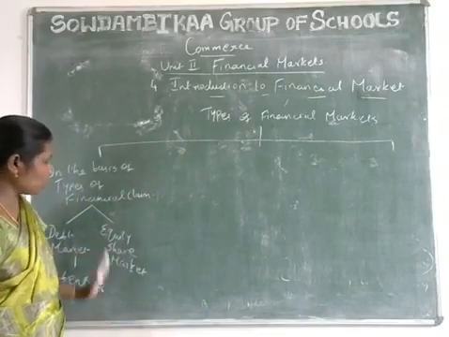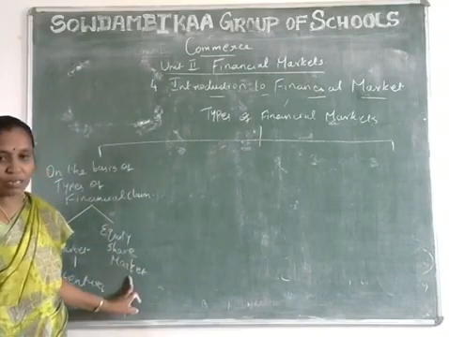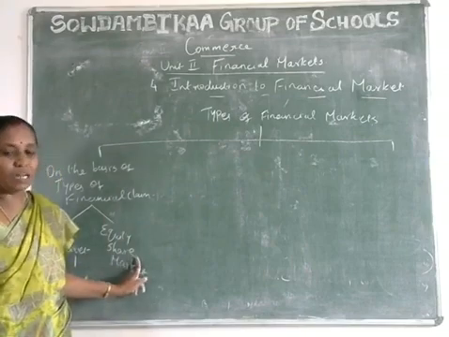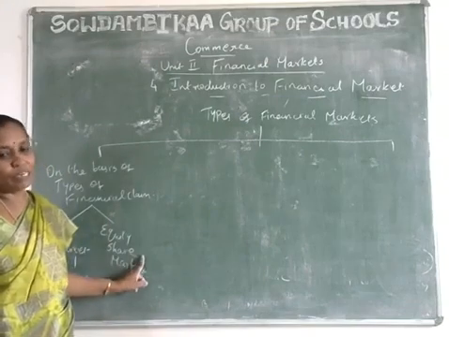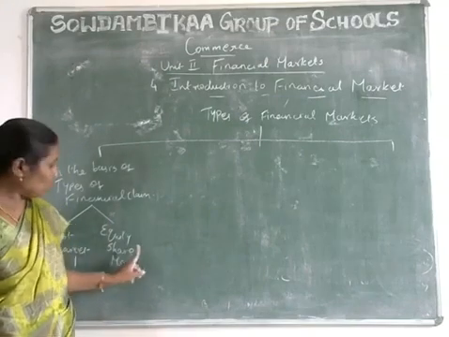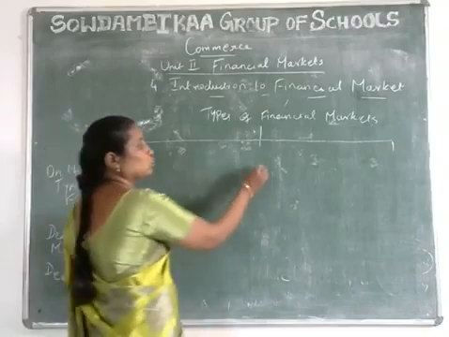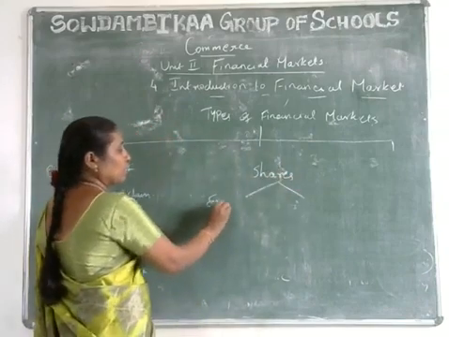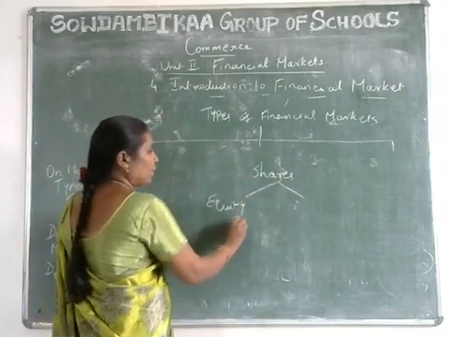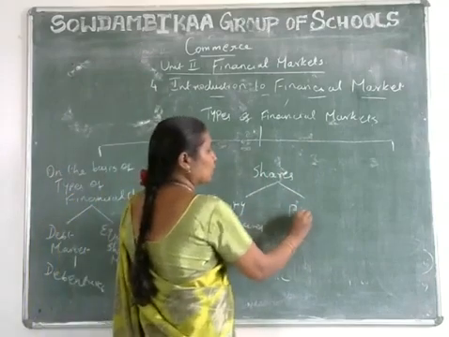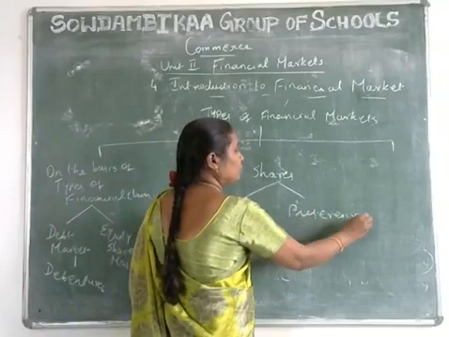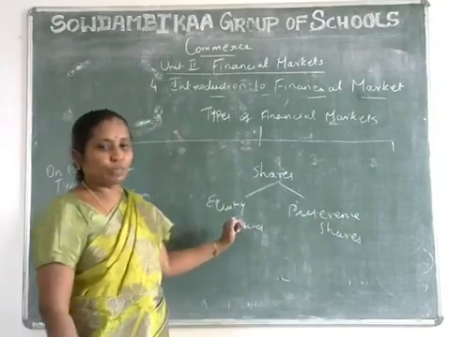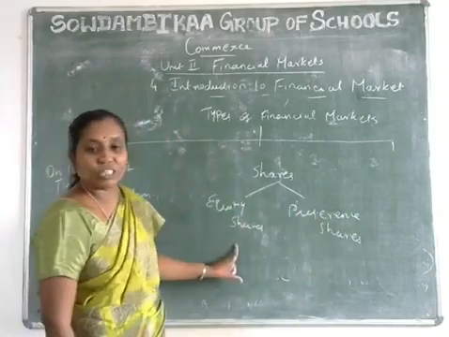And then the next kind is equity share market. I already explained what is meant by shares. Shares means a part of the capital, or unit of the capital, or fraction of the capital. So you have two kinds of shares. First kind is equity shares and second kind is preference shares. What is meant by equity shares? Equity shares are also called ordinary shares.